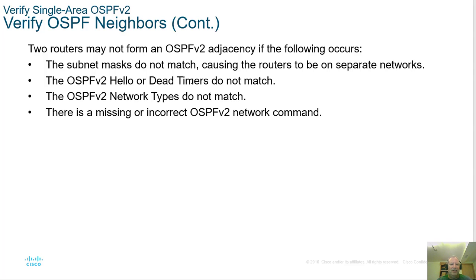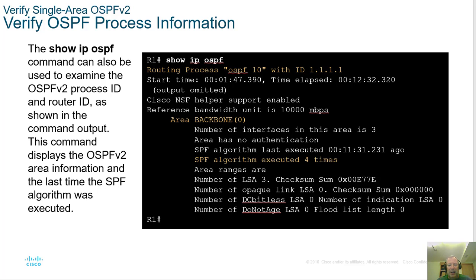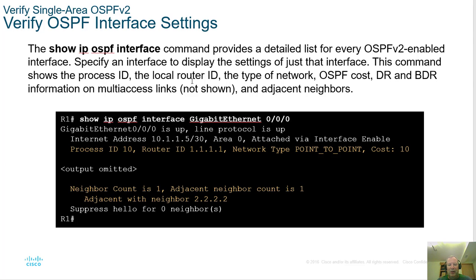So this is actually probably one of the best slides in the whole presentation. One of the reasons I decided that I would go ahead and pull it in here. So show IP protocols, you can see OSPF is running, and you can see your process ID. Show IP OSPF shows your process ID. It shows your router ID also. And show IP OSPF interfaces shows you the interfaces that you are associated with.